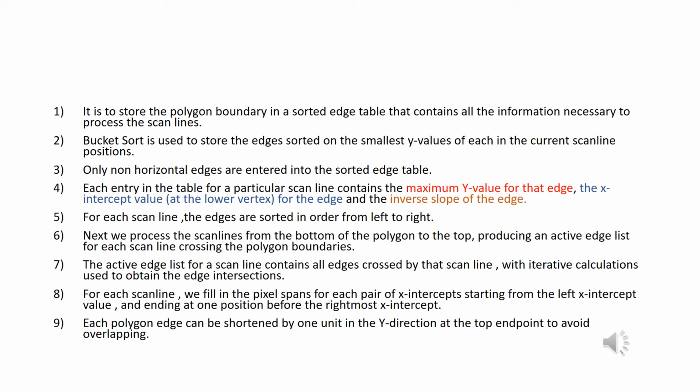For each scan line, we fill in the pixel spans for each pair of x-intercepts, starting from the left x-intercept value and ending at one position before the rightmost x-intercept. Each polygon edge can be shortened by 1 unit in the y direction at the top endpoint to avoid overlapping.